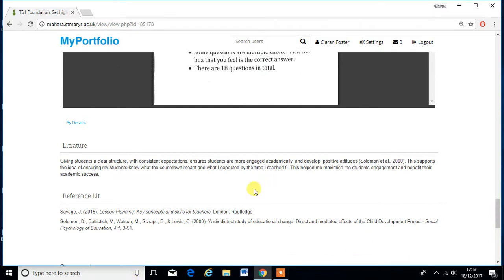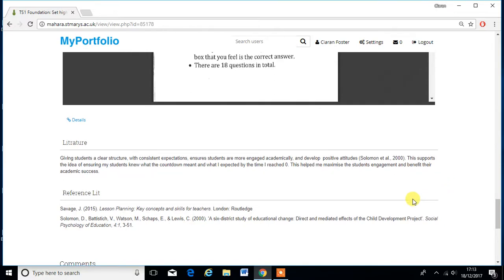So looking at the literature, giving students a clear structure with consistent expectations ensures students are more engaged academically and develop positive attitudes, Solomon et al. in 2000 said. This supports the idea of ensuring students knew what the countdown meant when recalling the group in, so they knew what was expected when I got to 1. So they familiarised themselves with me. This helped me maximise student engagement and benefit their academic success.